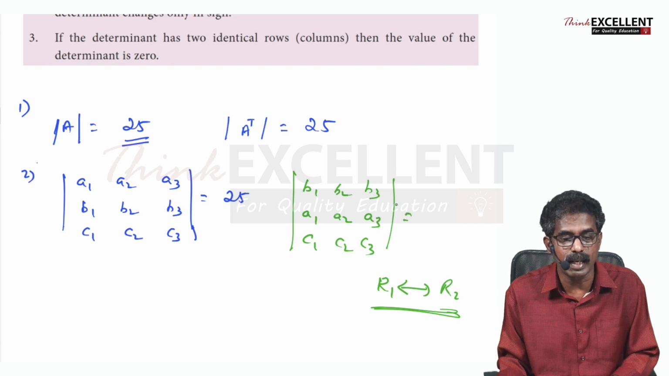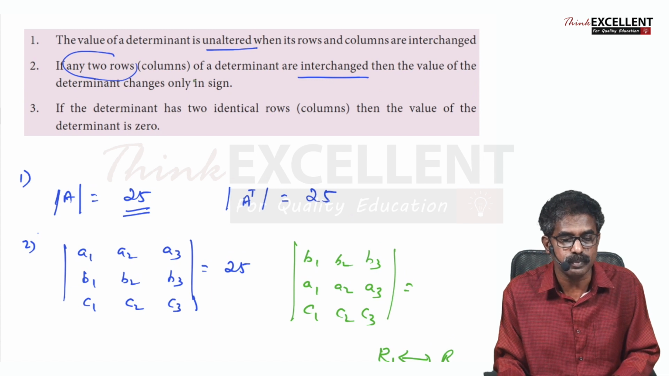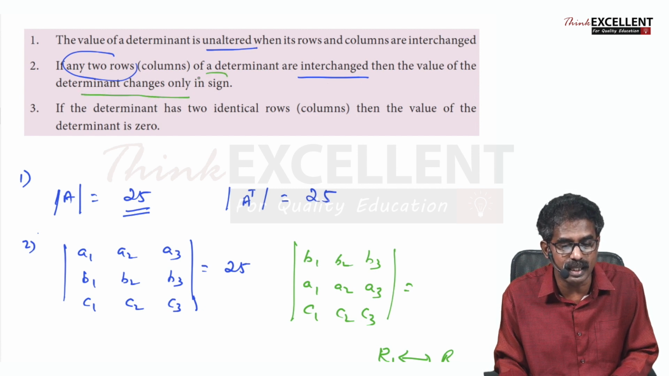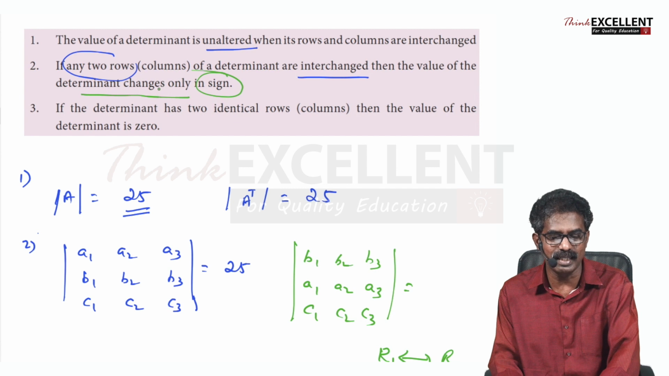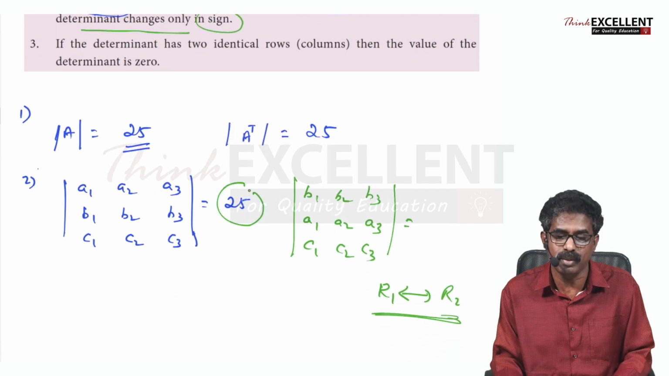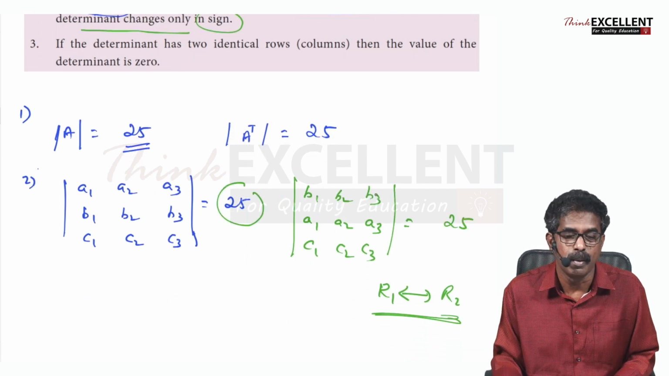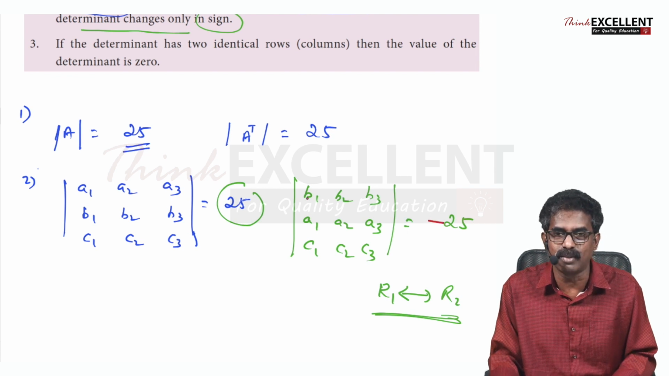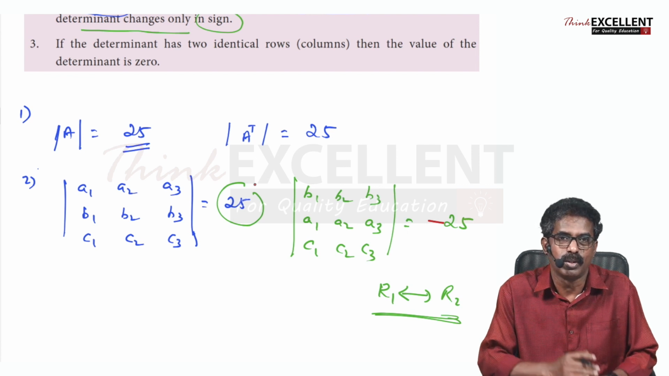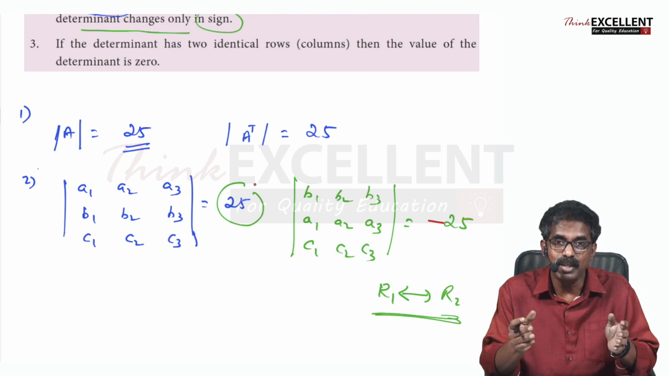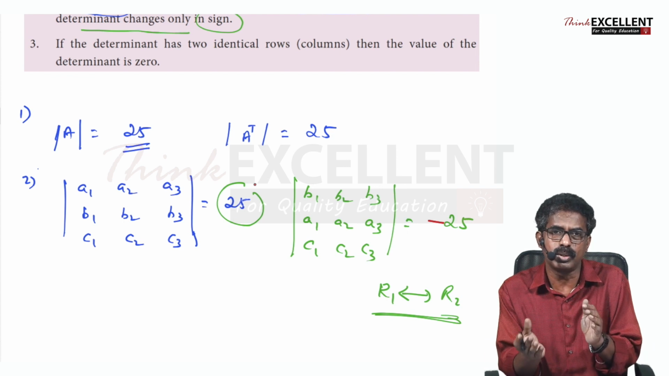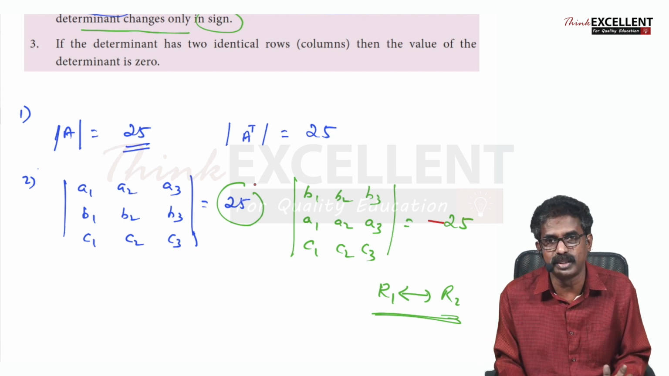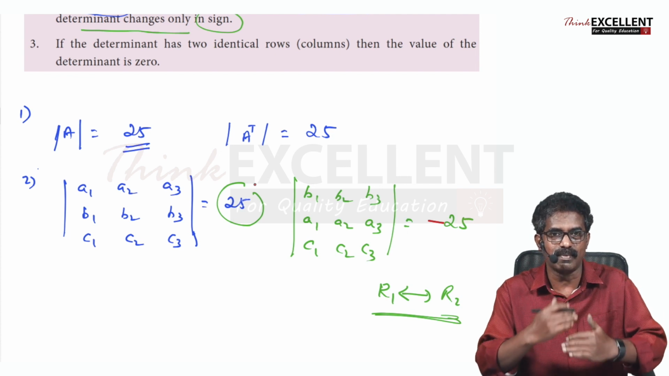If you do so, what happens? See what is given in the property. If you interchange, then the value of the determinant changes only in sign. Only in sign the value changes. Actually here the value is 25, so here also you get 25, but the sign changes. If you get 25 there, now here your answer will be minus 25. So if we interchange two rows, the value changes in sign. If we interchange rows and columns fully, there is no change. If you interchange two rows, the value changes in sign.